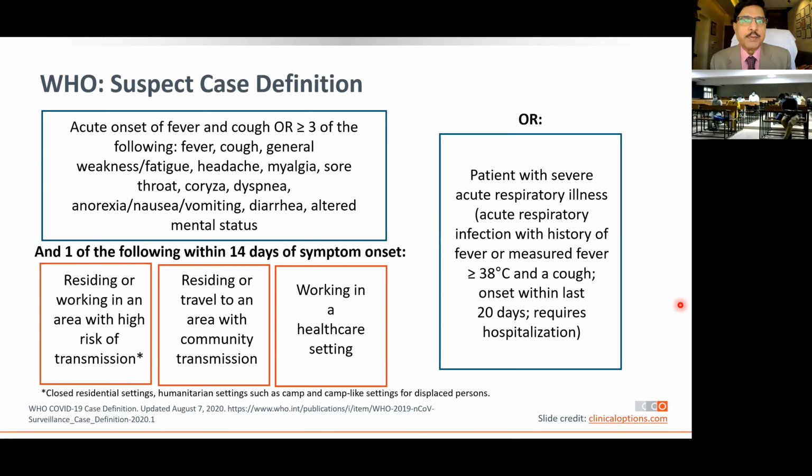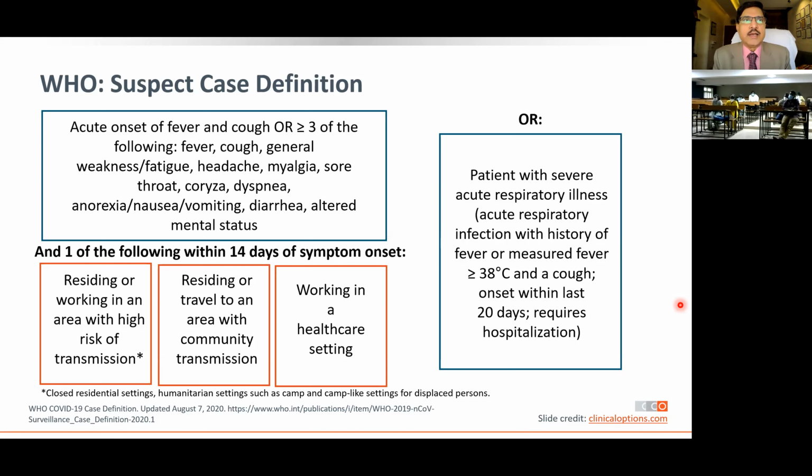So, who are the people who are suspected? Those who had symptoms, particularly fever, cough, other things like headache, myalgia, sore throat, coryza, dyspnea, anorexia, nausea, vomiting, diarrhea, and altered mental status. Having resided in an area of quick transmission like where we are, or visited, of course, a country where disease is there, or you are in a healthcare setting, or you are admitted with respiratory illness in the hospital. Until proved otherwise, it is COVID now. So we have to test those people.